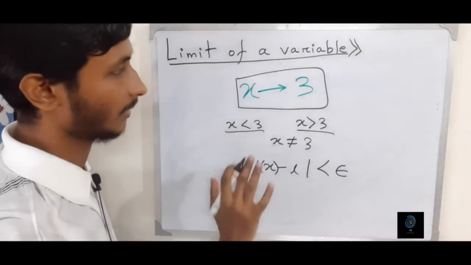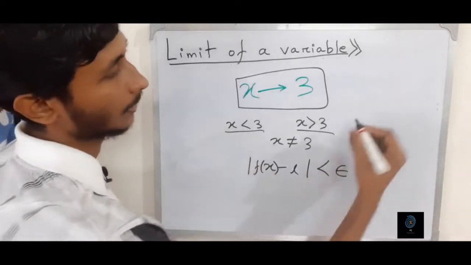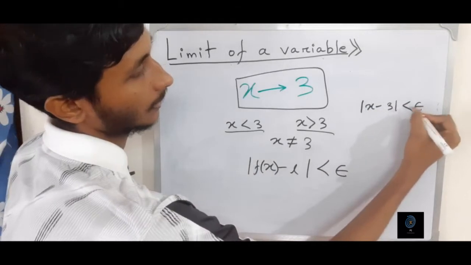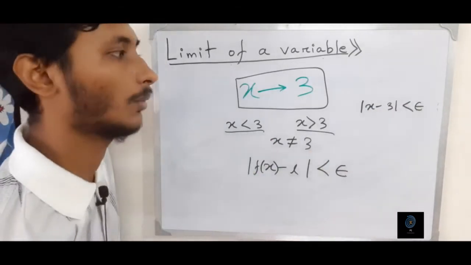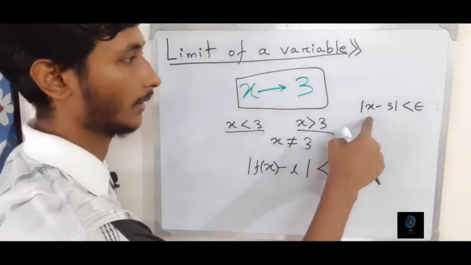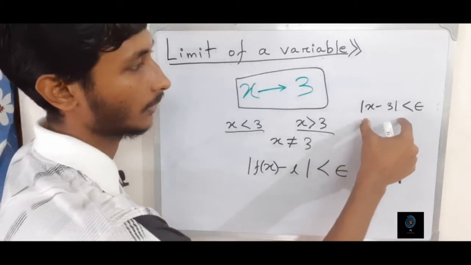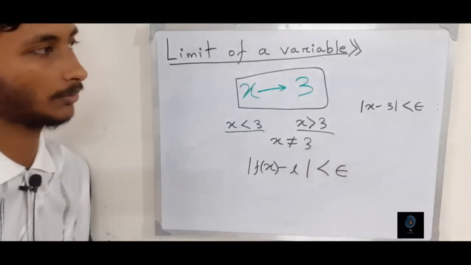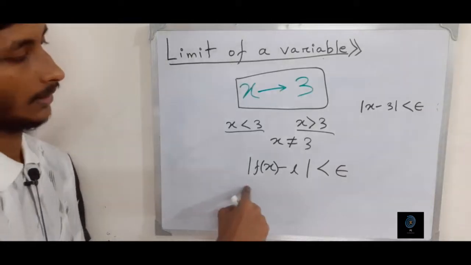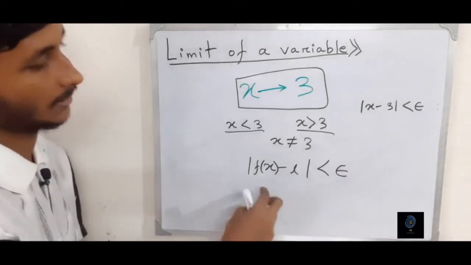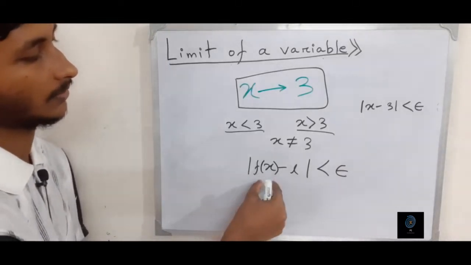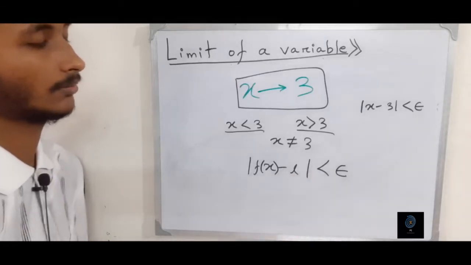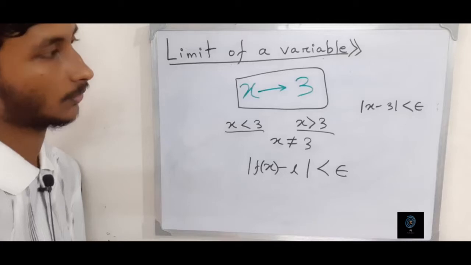It is very much similar to the limit of a variable. For |x − 3| < epsilon, we mean that the absolute difference between x and 3 can be made less than some very small positive quantity epsilon. And if this happens, that is, the absolute difference between a function of f(x) and a constant L can be made less than some predefined positive quantity epsilon.